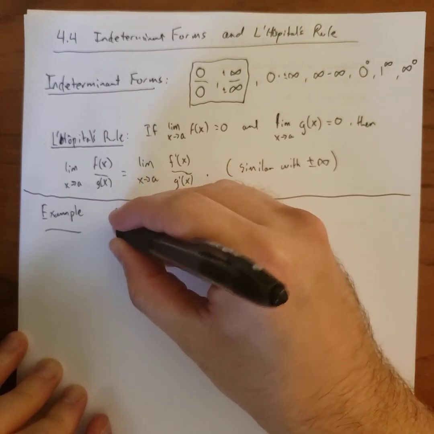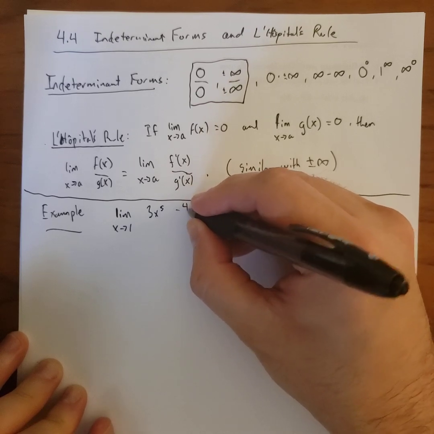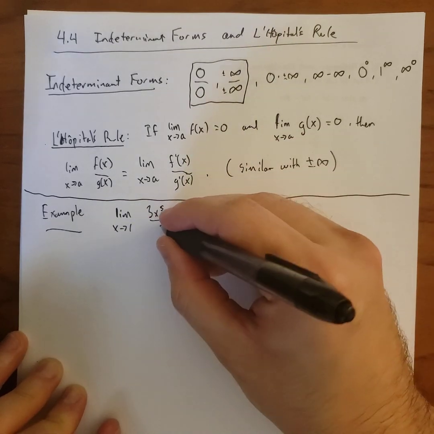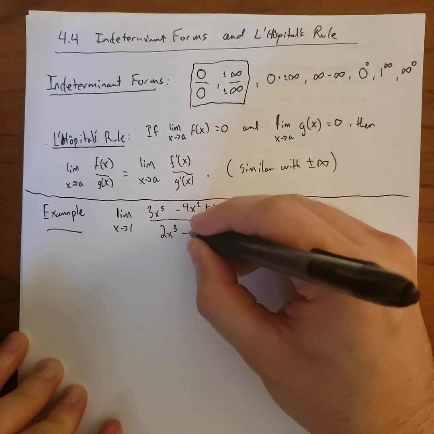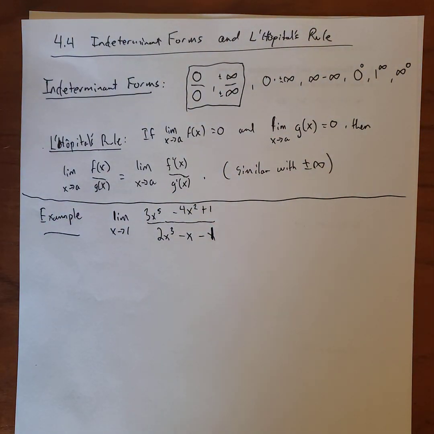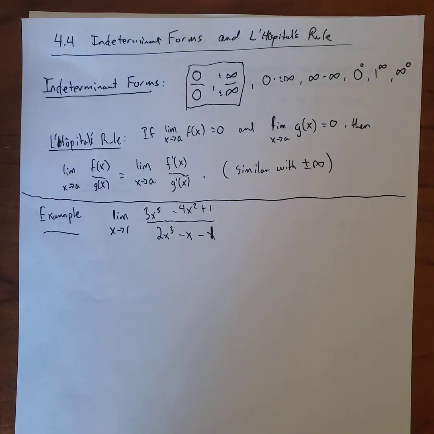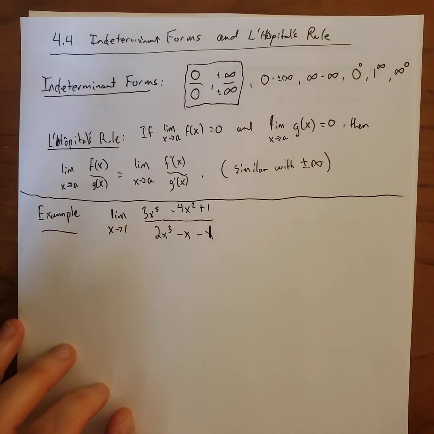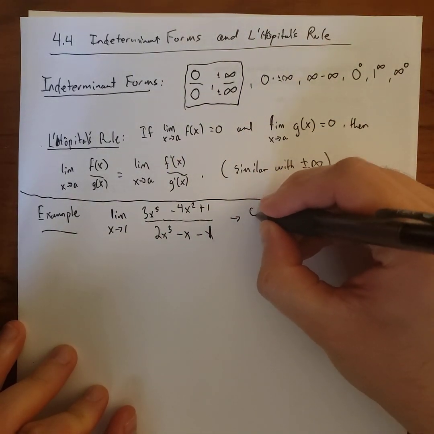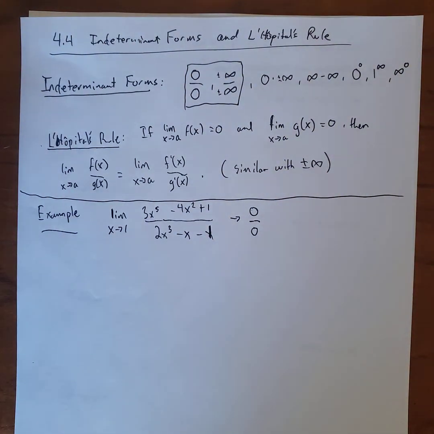We'll look at the limit as x approaches 1 of 3x to the 5th minus 4x squared plus 1, all over 2x to the third minus x minus 1. So if you tried to do this limit by just plugging it in, if you remember how we tried to solve limits back in chapter 2, you try and just plug it in and see what you get. But if you do, you get 3 minus 4 plus 1, so 0 on the top, and 2 minus 1 minus 1, so you get 0 on the bottom as well. So it is of this indeterminate form.